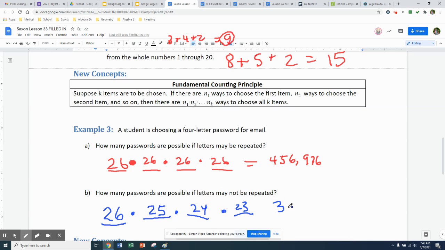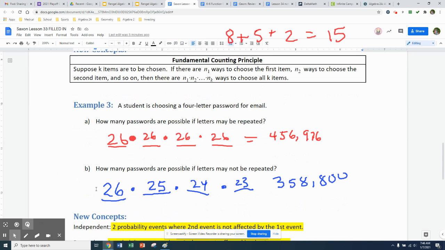And this leaves us with 358,800 total passwords. So we can see our passwords dramatically decrease when I throw out all those passwords that have letters repeated. I've now only got 358,800. So that's going to start to look at our next topic, where our sample space, as we go from one counting principle to the next, is kind of changing a little bit. So first I have 26 total letters, and then I go all the way down. So let's head down to our next topic.